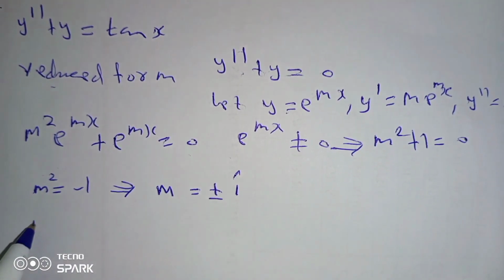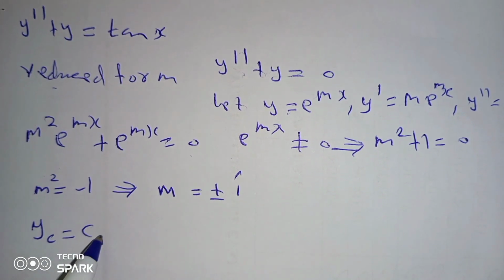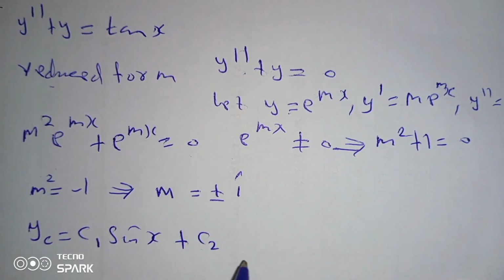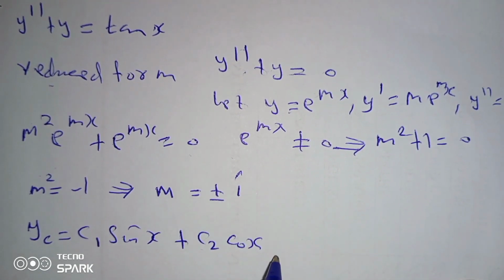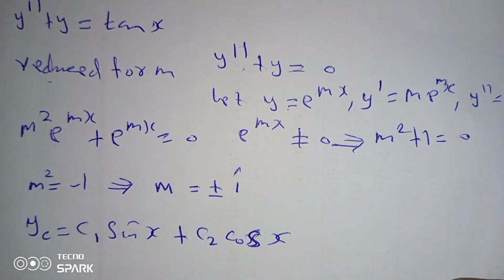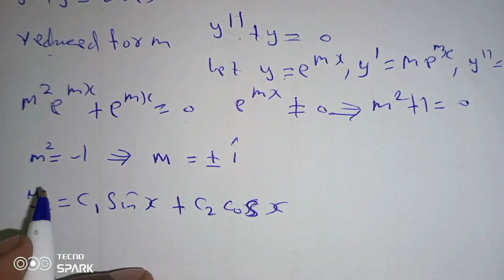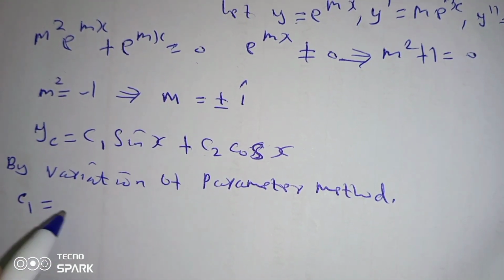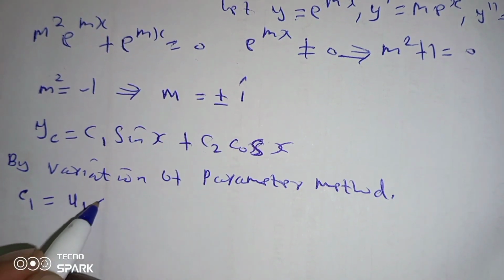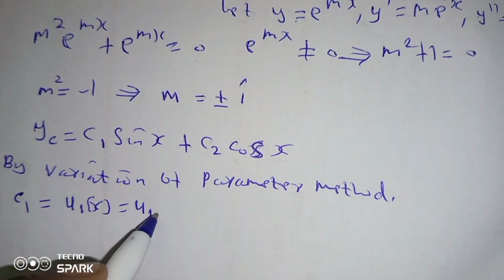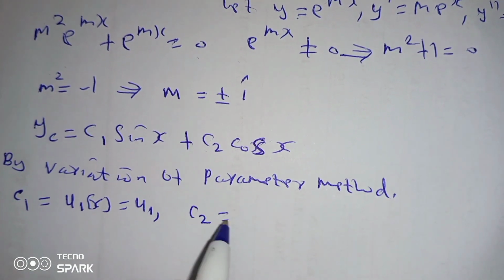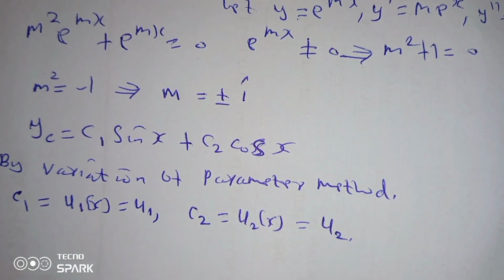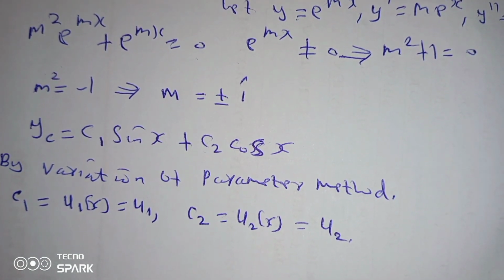So our complementary solution will be y equals c1 sine of x plus c2 cos of x. So that is our complementary part. By the variation of parameters method, we let our c1 be equal to a function u1(x), which is equal to u1, and our c2 to be equal to u2(x), which is equal to u2. So by variation of parameters, that is what we are going to have.